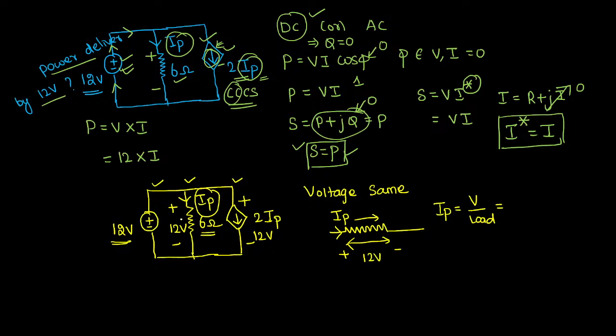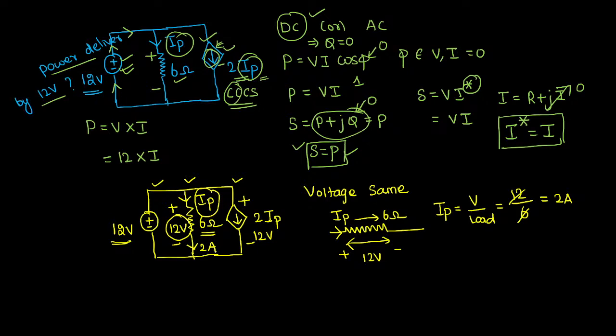So this is 12 voltage divided by the load offered by that particular branch, which is 6 ohm. Yes or no? This resistance is 6 only. So 12 by 6, if you cancel it, you will get 2 ampere. So what we found here? We got the value of current flow. The IP value is only 2 ampere.